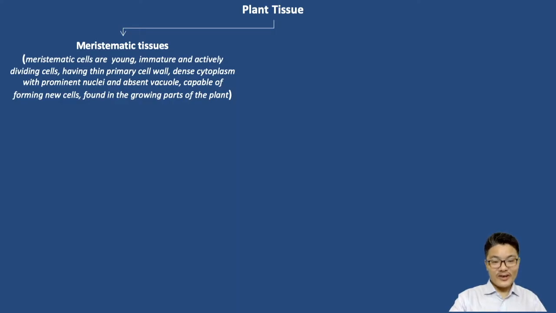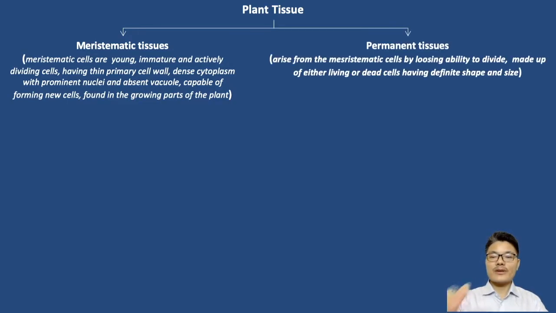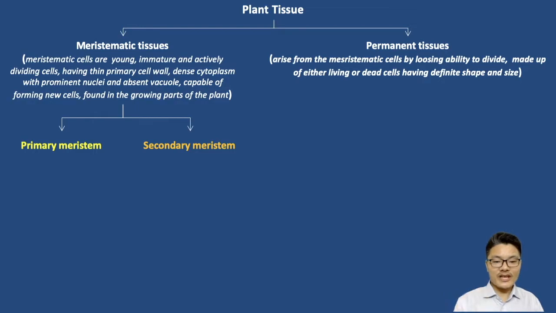As the meristematic tissue matures, it will differentiate into permanent tissue. Permanent tissues do not have the ability to divide. They usually arise from meristematic cells. They are made up of either dead or living cells, have definite shape and size, and perform specific functions.